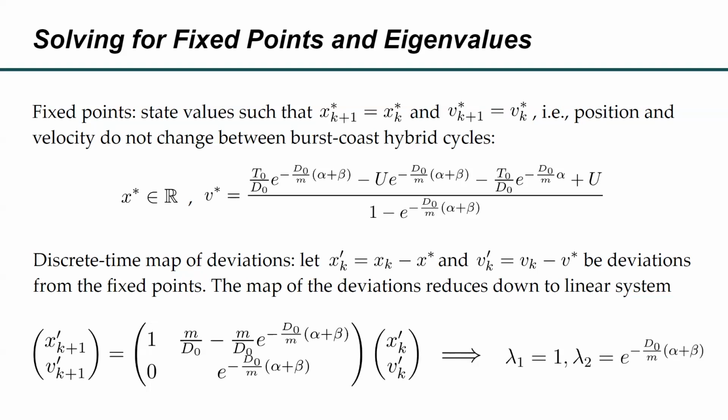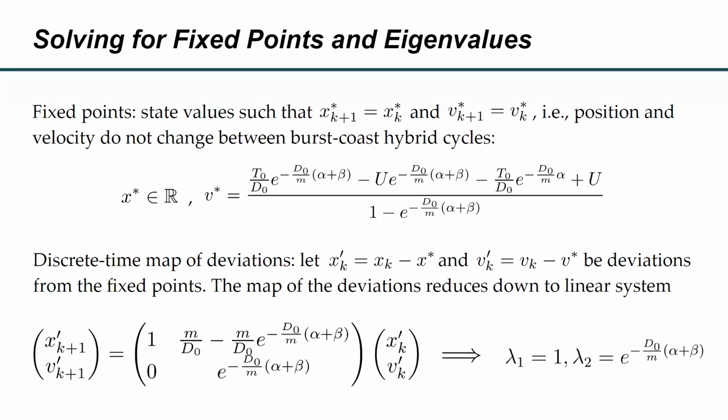Then, in order to analyze the eigenvalues, I simplified my map down to a discrete time map of variations. Because I now have the fixed points, I can analyze the deviation from the fixed points, greatly simplifying the previous discrete time map into this nice two-state linear system. And then I got these eigenvalues here. Lambda 1 and lambda 2: we have 1, and then a positive real number that's less than 1 due to the parameters.